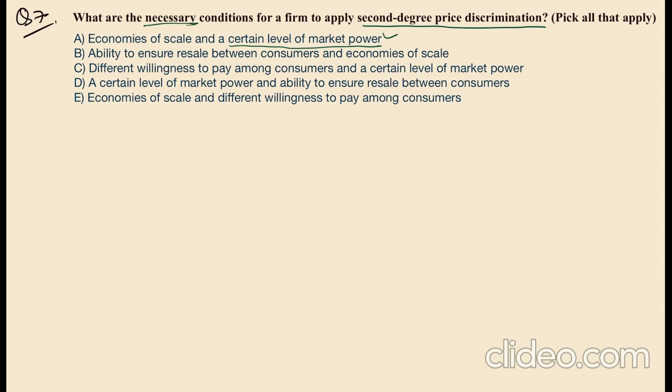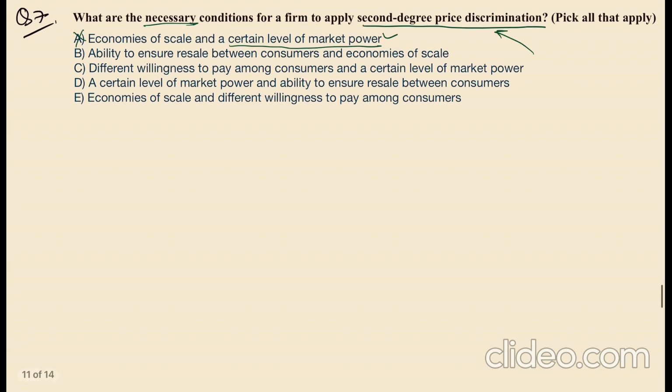Because they are asking about the necessary conditions. So it's good if there are economies of scale, because it means that your average cost of production is declining as you produce more quantity. But this does not directly relate to second degree price discrimination, so I don't think that this option is correct. But let us see the other options.